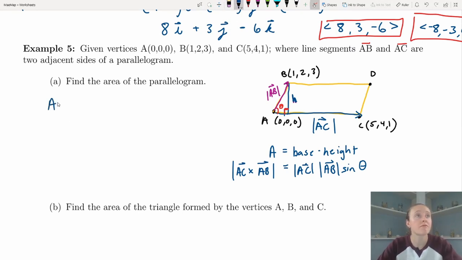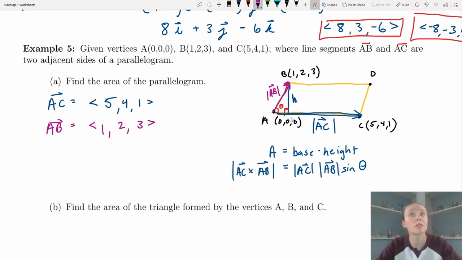So let's first find vector AC. Vector AC, remember, head minus tail. So 5 minus 0, comma 4 minus 0, comma 1 minus 0. So vector AC is 5, 4, 1. And vector AB is 1, 2, 3. 1 minus 0, 2 minus 0, 3 minus 0.